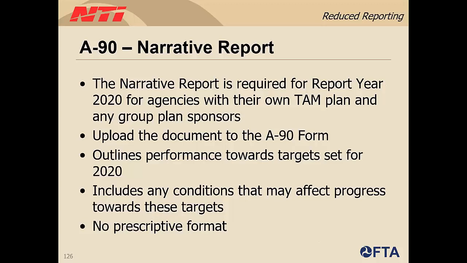The narrative report is required for report year 2020 for all agencies with their own TAM plan and for group plan sponsors. This document will be attached at the bottom of the A90 form. The document should outline your agency's progress towards the targets you set for 2020 and any conditions during the year that affected your progress. There is no prescribed format for this narrative. If you have any questions, please contact your analyst who can provide more resources.